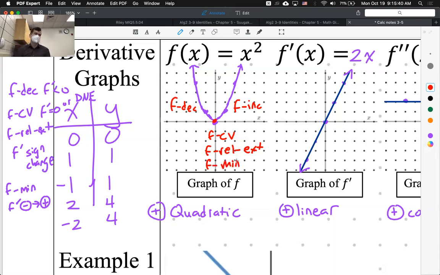And then we haven't even talked about the second derivative test now. So let's come back to Chris. Chris, what's the definition of f concave up? Give me f concave down.